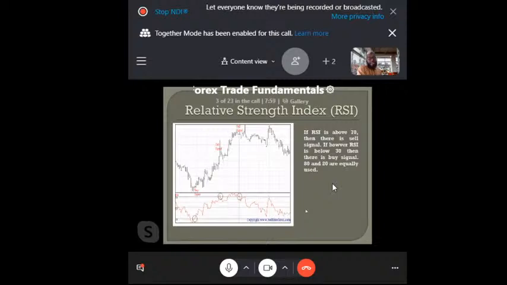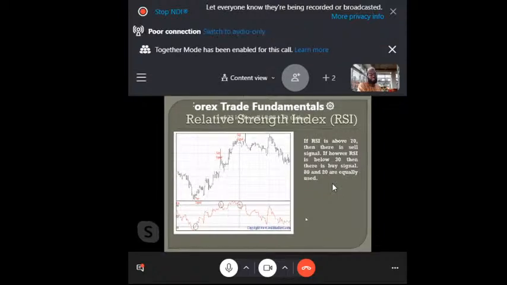If RSI is above 70, then there is a sell signal. If, however, RSI is below 30, then there is what? A buy signal. Some people use 80 and 20. If you are using 80 and 20, it must be below 80. That would be the sell. And it must be above 20. That would be the buy. But if you are using 70, 30, it must be below 30 to get a buy and above 70 to get a sell. Next.